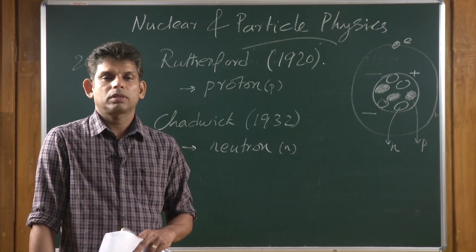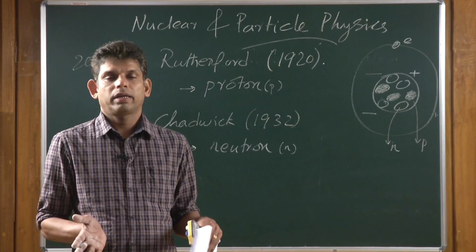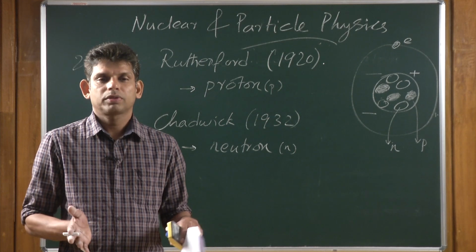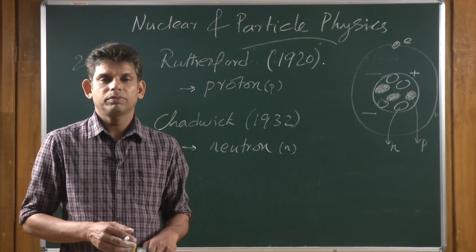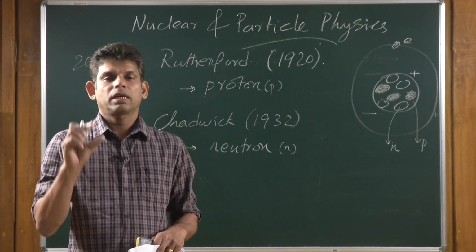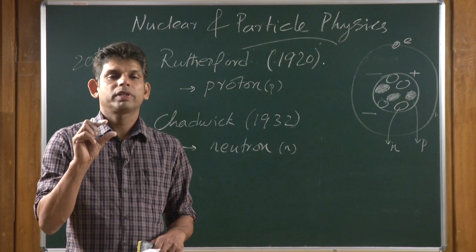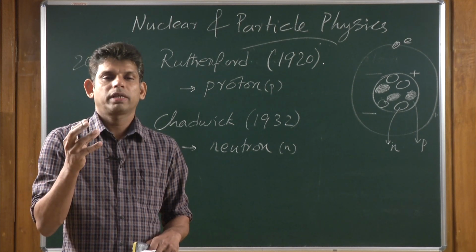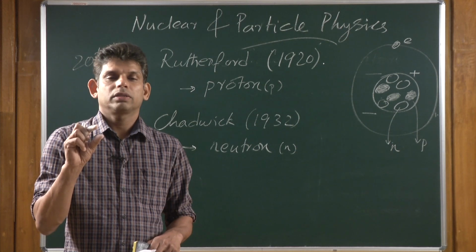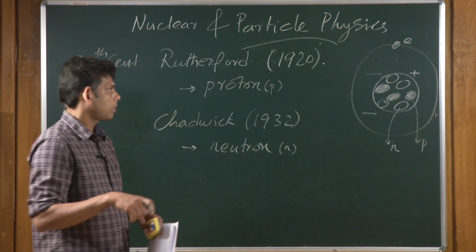So, in an atom of size 10 power minus 10 meter, these positive charges are concentrated in a small volume, which you can take as spherical and has a radius of 10 power minus 15 meters. So, very small.